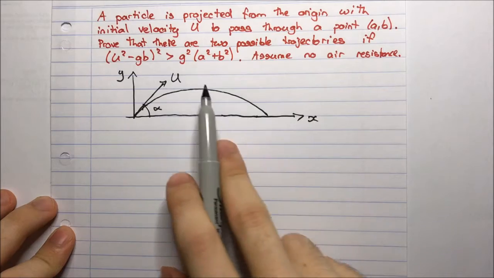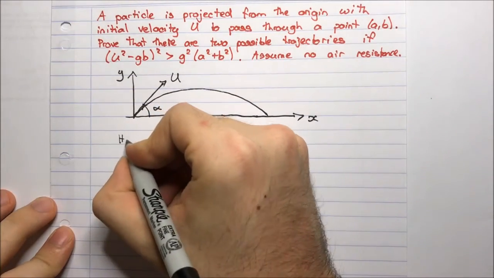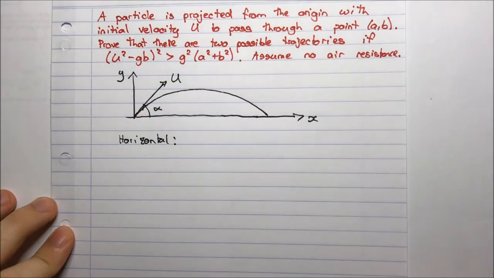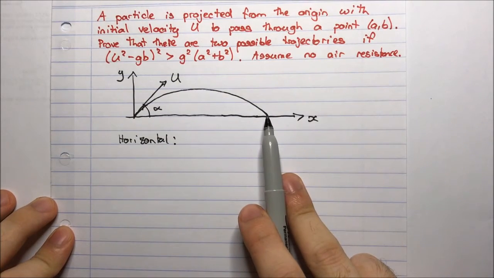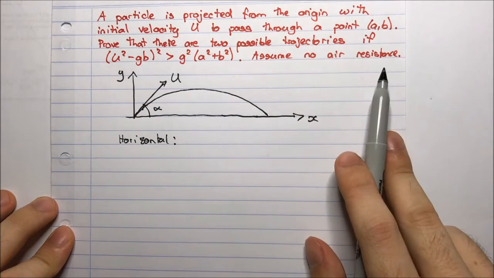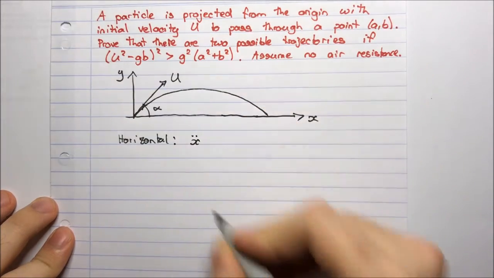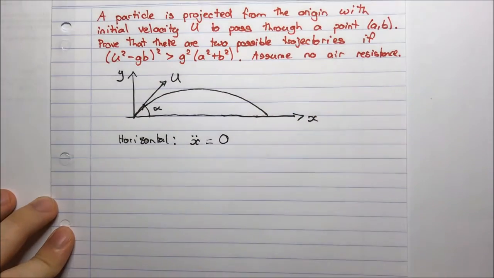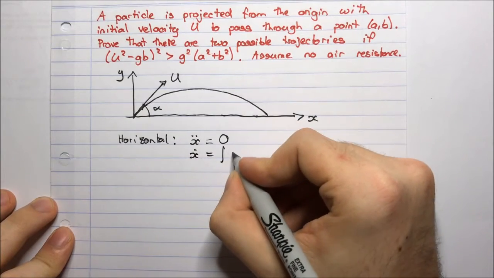Now, projectile motion, we break it down into horizontal and vertical components. Let's consider the horizontal component first. There is no force acting on the particle in the horizontal direction, because we are assuming that there's no air resistance. So if there's no force, there's no acceleration. So x double dot, which is the notation that we use, hopefully you're familiar with that, x double dot is equal to 0.